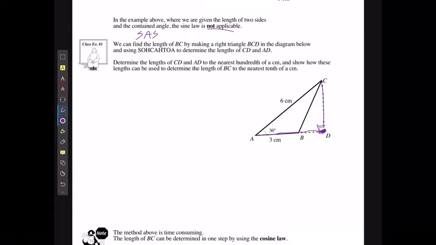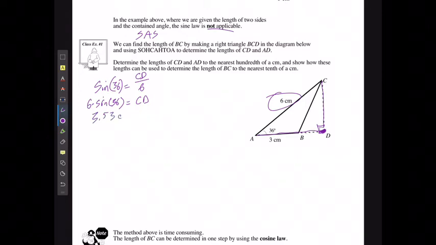Now, with this information, I can solve for what the opposite side length is, or the length of C to D, by just using my sine ratio. I can say that sine of 36 degrees is going to equal the opposite side length, CD, divided by the hypotenuse, which in this case is going to be that 6. Which means that 6 times sine of 36 is going to equal CD, which is going to be approximately 3.53 centimeters.